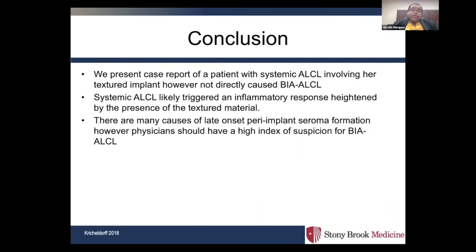Here we present a case report of a patient with systemic ALCL involving her textured implant. However, it did not directly cause BIA-ALCL. We believe that the systemic ALCL likely triggered an inflammatory response heightened by the presence of the textured material. There are many causes of late onset peri-implant seroma formation. However, physicians and surgeons should maintain a high index of suspicion for BIA-ALCL, as we did here.